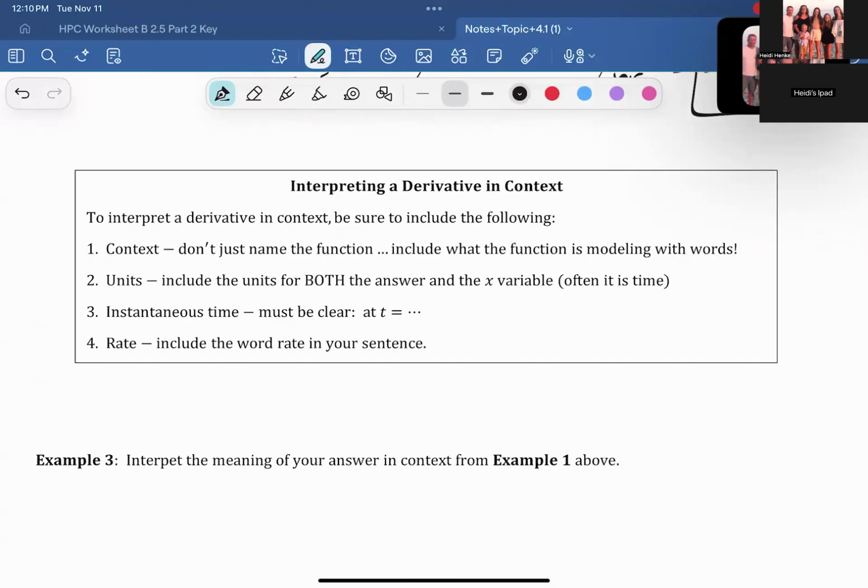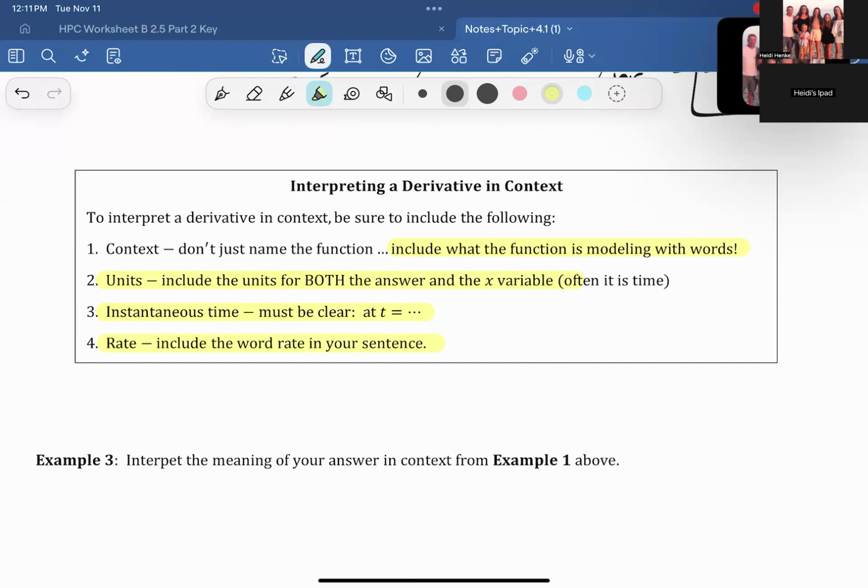You have to be very specific on how you're going to answer your question. And this is what this box is trying to teach you. You've got to include what the function is modeling in words. Then you've got to make sure you include units. Then you've got to make sure you're clear that this is a specific rate of change at time this. It's always at a specific time. And then include the word rate in your sentence.